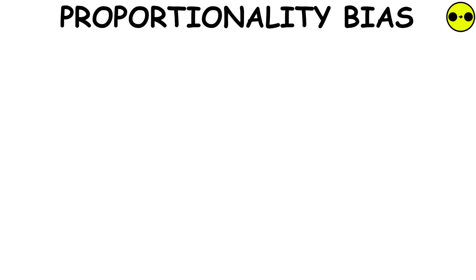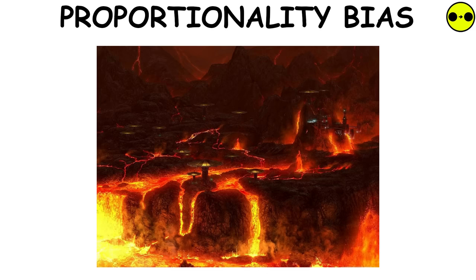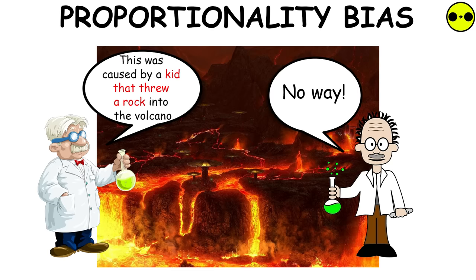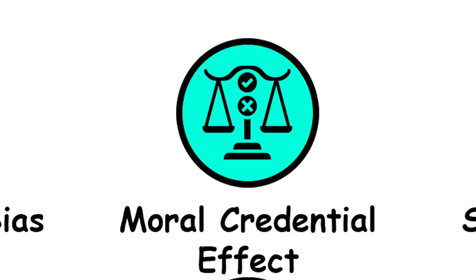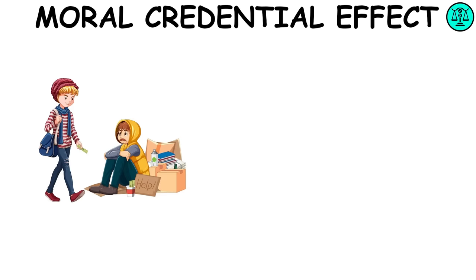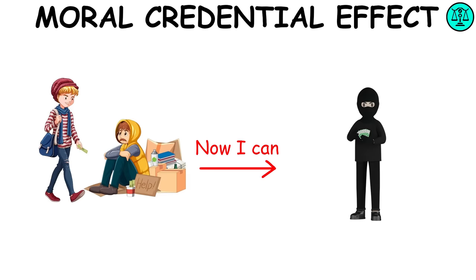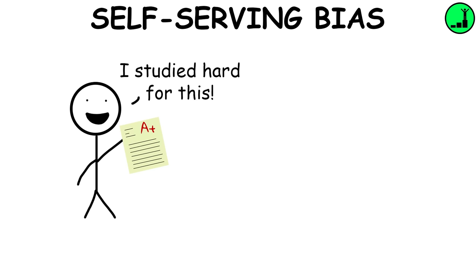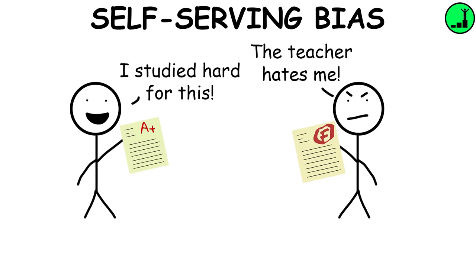Proportionality bias. Our innate tendency to assume that big events have big causes, which may also explain our tendency to accept conspiracy theories. Moral credential effect. It occurs when someone who does something good gives themselves permission to be less good in the future. Self-serving bias. It's the tendency to claim more responsibility for successes than failures.